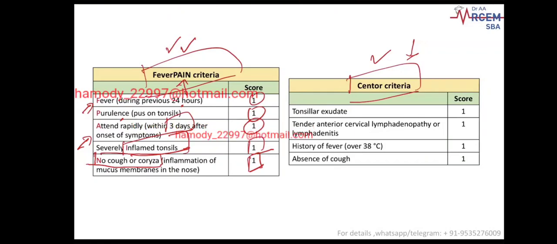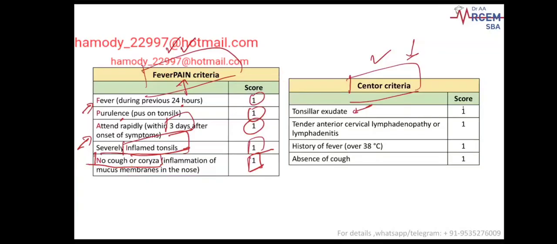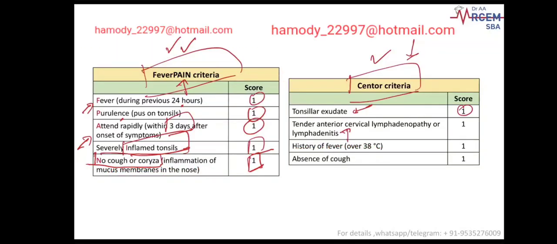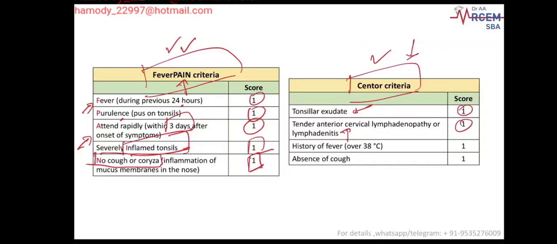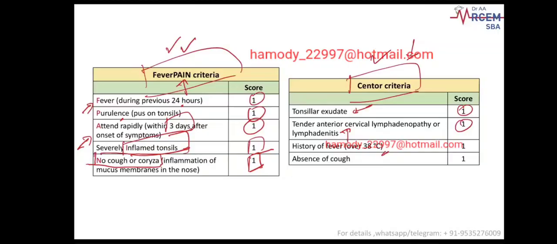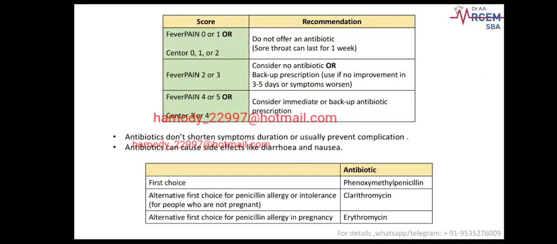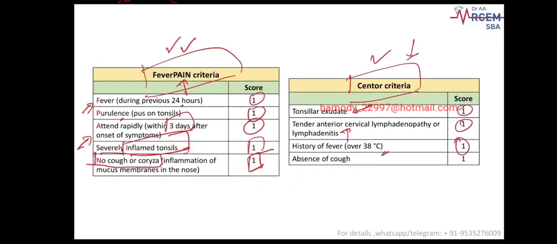Let us see the components of the Centor criteria. Tonsillar exudates, nothing but the purulent exudates we have seen in the previous slide. Tender anterior cervical lymphadenopathy or lymphadenitis, which is commonly seen in bacterial infection. History of fever, especially if it is more than 38 degrees Celsius, gets a point. Again, absence of cough gets another point.